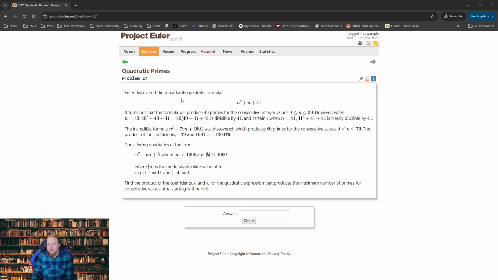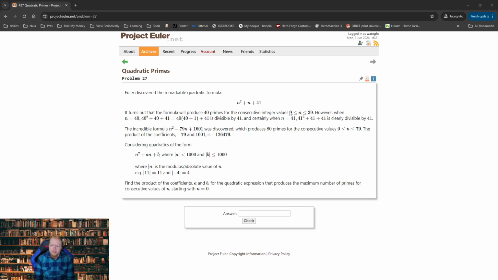Euler discovered the remarkable quadratic formula n squared plus n plus 41. It turns out that the formula will produce 40 primes for the consecutive integer values 0 ≤ n ≤ 39. However, when n equals 40, 40 squared plus 40 plus 41 equals 40 times (40 plus 1) plus 41, which is divisible by 41, and certainly when n equals 41, 41 squared plus 41 plus 41 is clearly divisible by 41.